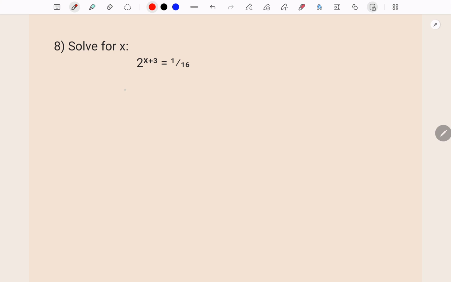So we know that 16 is basically 2 multiplied by itself 4 times, right? That is 2 raised to the power of 4. So we are able to write 16 as powers of 2. So let's go back to our original equation. We have 2 raised to the power of x plus 3 equals 1 over 16, and now 16 is basically 2 raised to the power of 4.